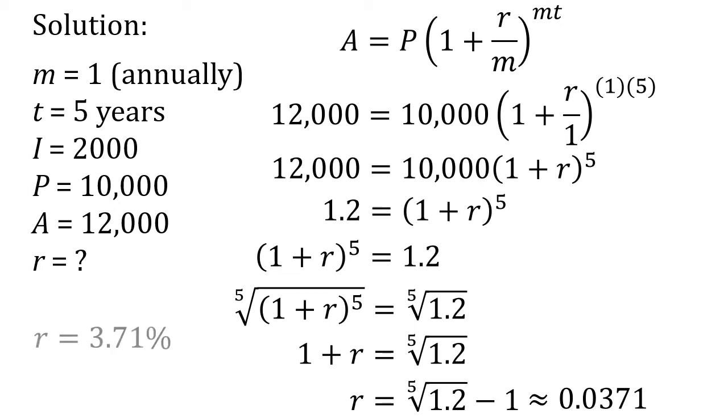Express it as a percent, multiply it by 100. So now you have 3.71%. So that's the interest rate. Okay. So you just need to manipulate the formula, derive the formula, in order for you to solve for the correct answer.